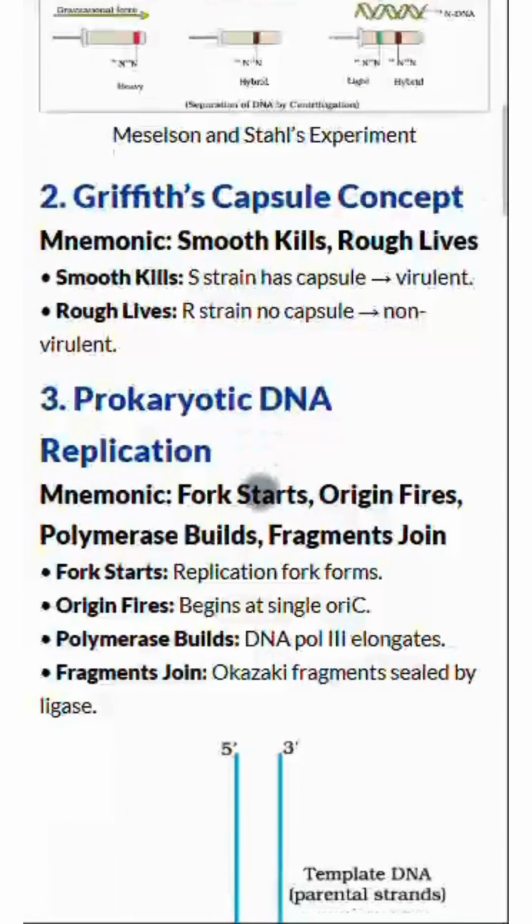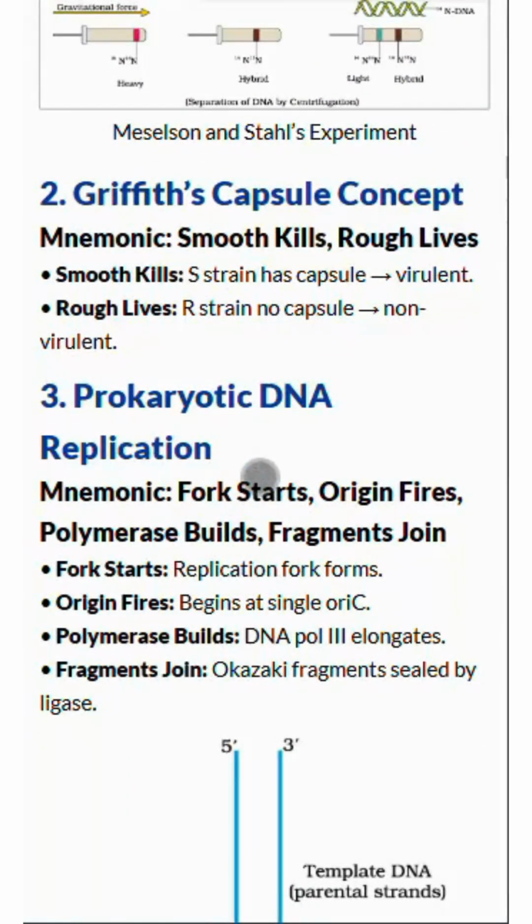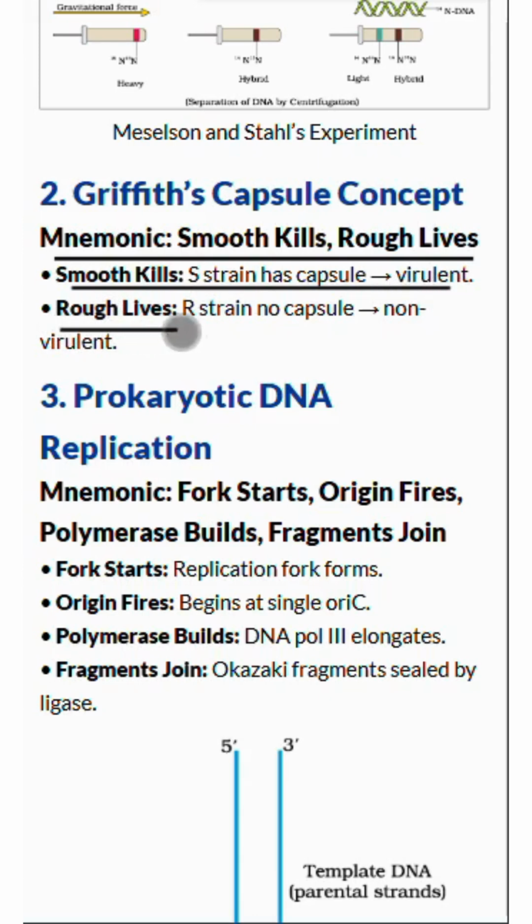To understand Griffith's work better, we look at the capsule concept using the mnemonic smooth kills, rough lives. This means the smooth or S strain has a capsule and is virulent, causing death, while the rough or R strain has no capsule and is non-virulent.